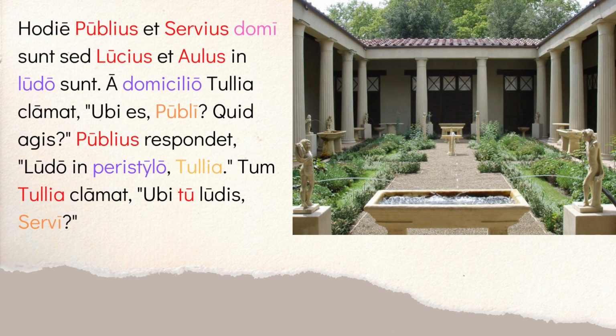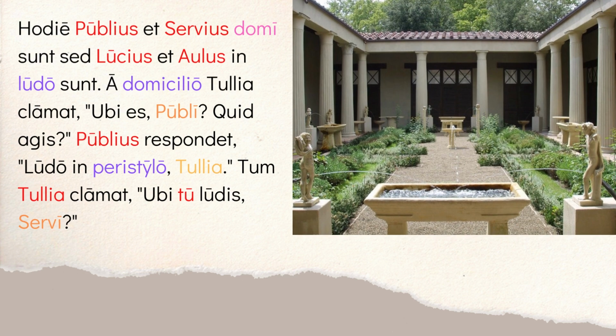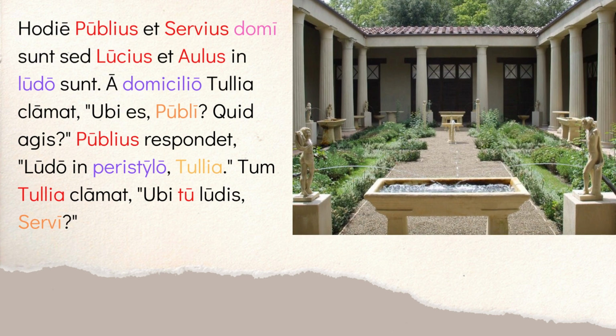Then you continue. You have Hodie, Publius et Servius, domi sunt sed Lucius et Aulus in ludo sunt. So today, Publius and Servius, these two boys, they are, sunt, domi, at home, right? But Lucius and Aulus, they are in ludo, in school. So Publius and Servius are little, so they're home. Lucius and Aulus, they're older, so they're off at school. Okay. Then you have a domicilio Tullia clamat. Okay, so Tullia shouts from the house, right? From the domicile, a domicilio, from the house.